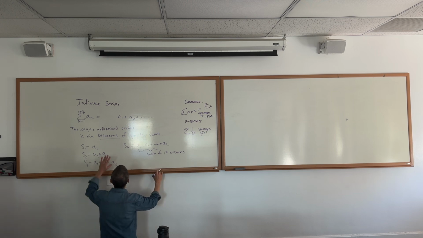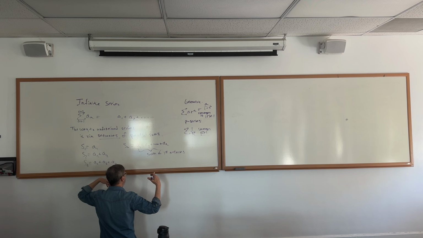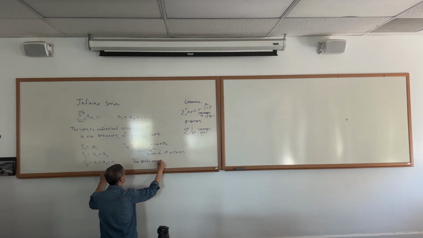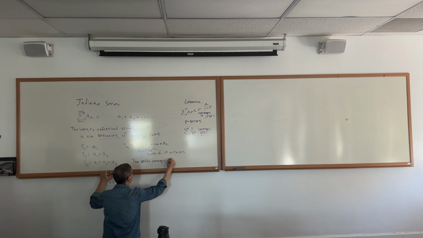So we turn this infinite list of numbers into a sequence of numbers. And what we say then is the series converges if and only if the sequence of partial sums converges.